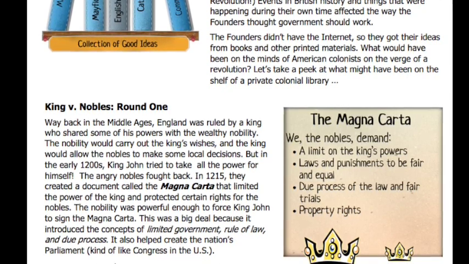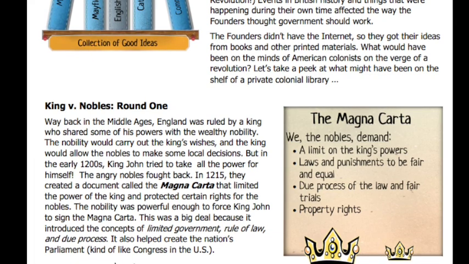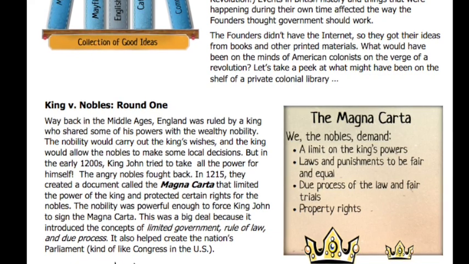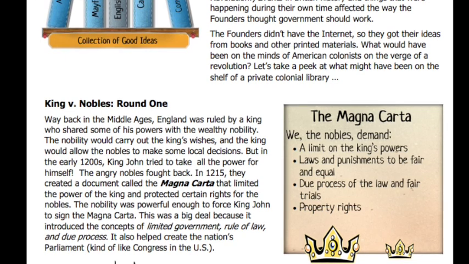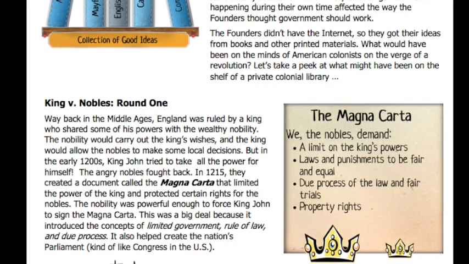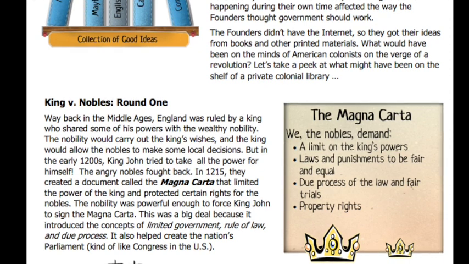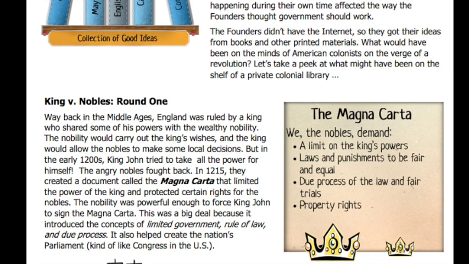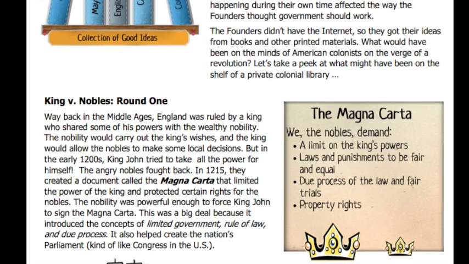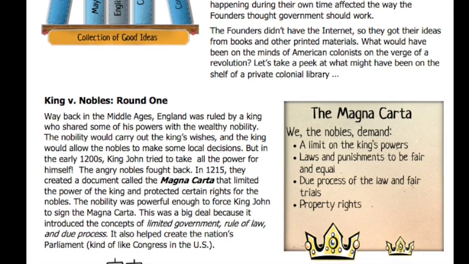Rule of law, which means everyone follows the laws instead of a person. The laws are in charge of everyone. And due process, which means having your chance in court and going in front of a jury of your peers, having your legal protections. So make sure you underline or highlight all of those and put a star next to it. It also helped create the nation's parliament, which is kind of like the Congress in the U.S.